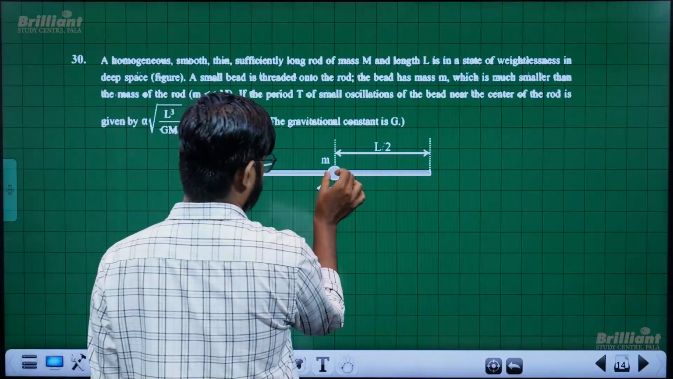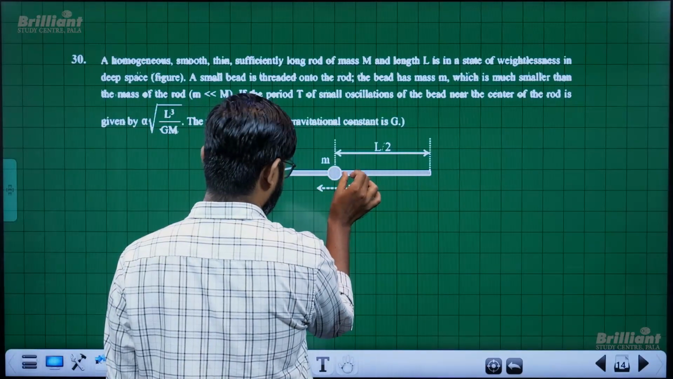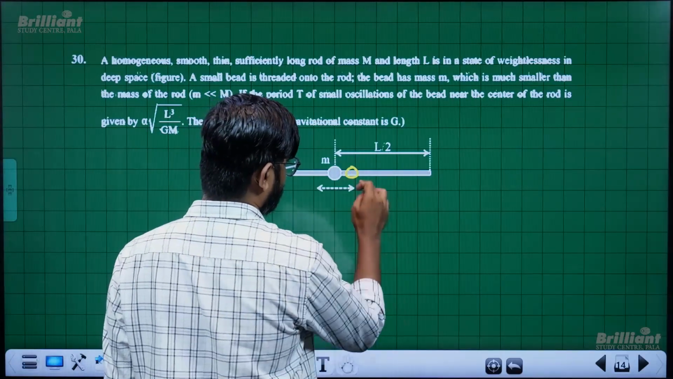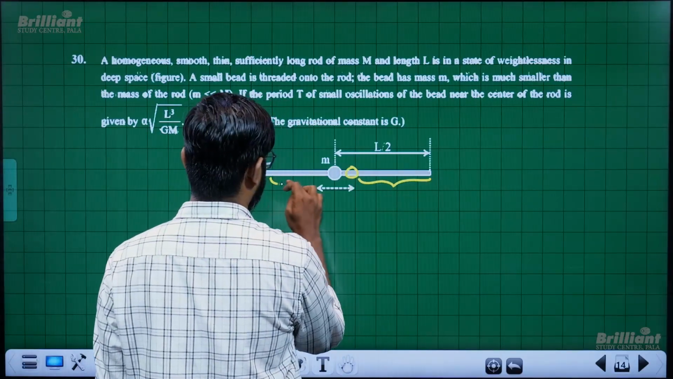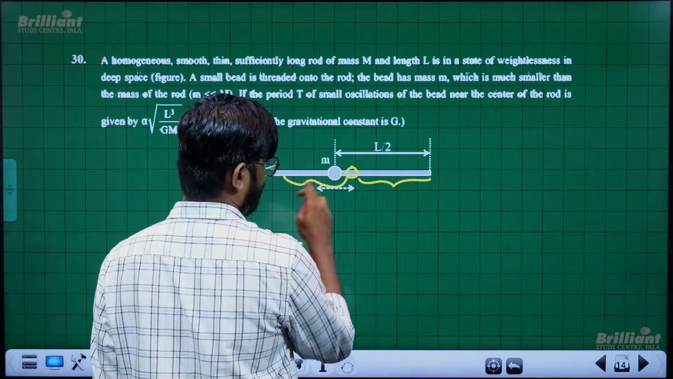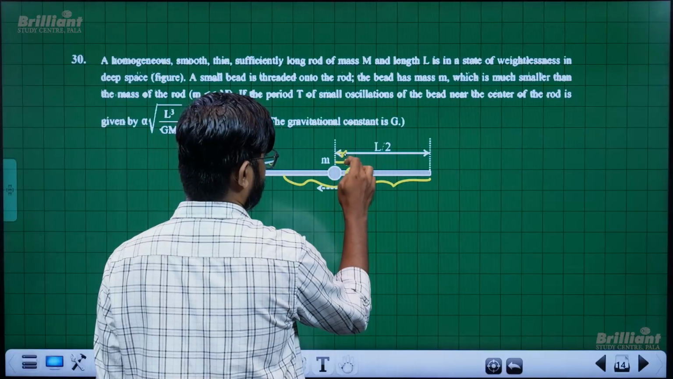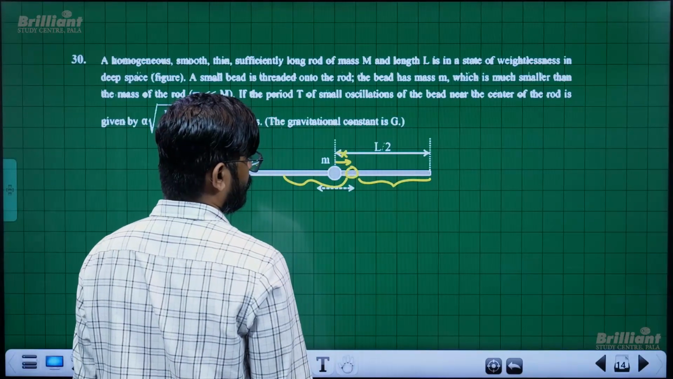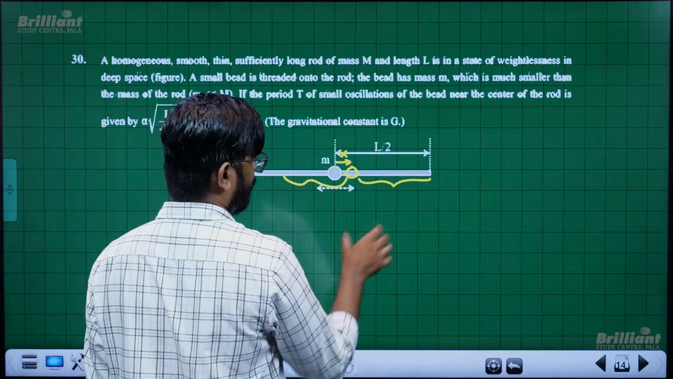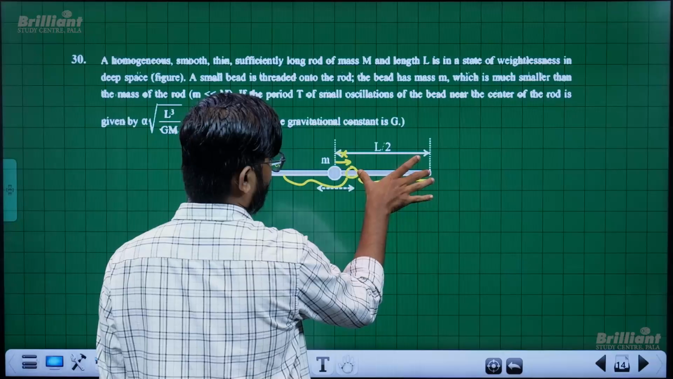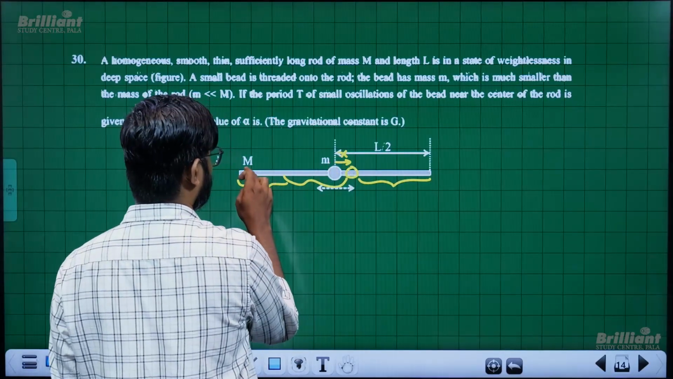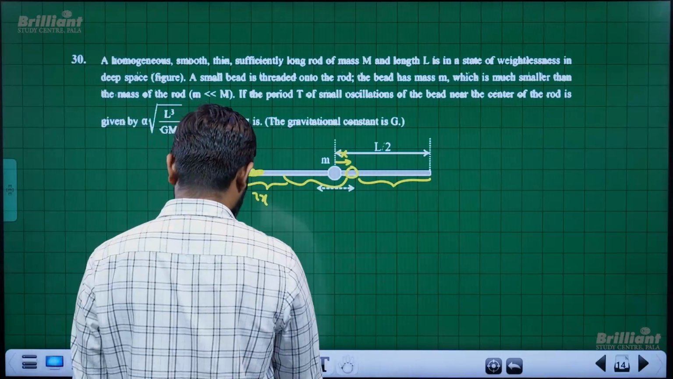Now you see here, when you slightly disturb it, this part of the rod is similar to this part of the rod. This part of the rod is similar to this part of the rod. If this distance is x, and if this part of the rod is similar to this part of the rod, where this distance is L by 2 minus x, this is L by 2 minus x, so this is 2x. If this is small, then this is going to behave like a point mass. Now I have exaggerated it.